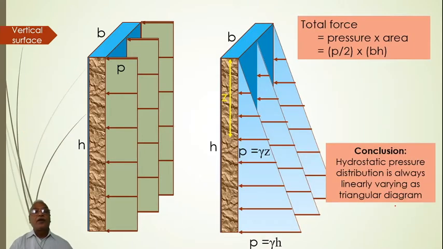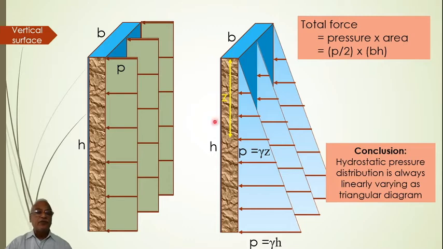Here there is a different case. The first case was simple, where pressure was uniform. Because of that, we have seen all this. Now suppose the pressure is changing from 0 to something like gamma h, because in fluids, as you go down, the pressure will be increasing at the rate of gamma. You know that now, right?